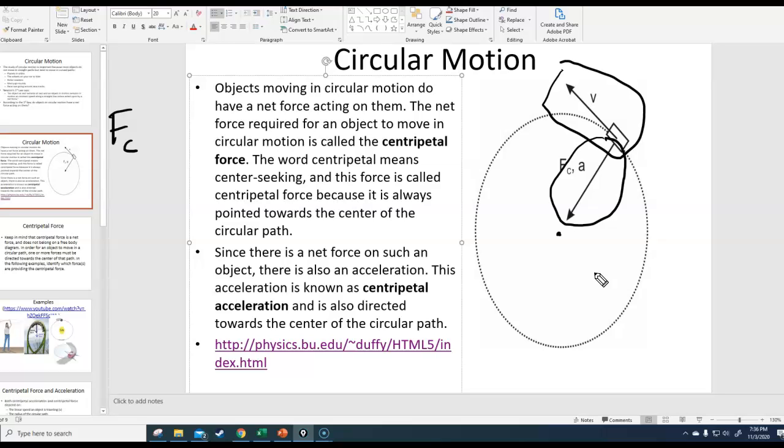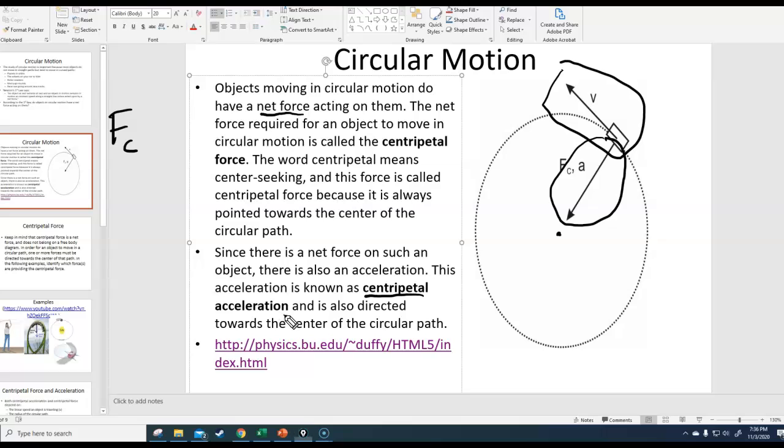Now, this is not a new type of force. This is not a force like tension or gravity or normal force. It is a net force. So this is not something that would necessarily go on a free body diagram, but it is made up of the sum of the forces towards the center of the circle. Usually you only have one force towards the center of the circle, though. So this is in fact a net force. Because there is a net force on such an object, that means there's also an acceleration. This acceleration has the very original name of centripetal acceleration.